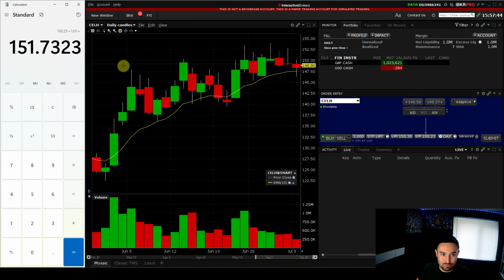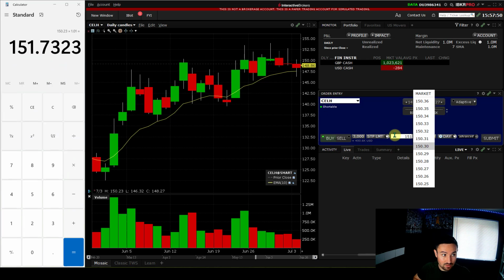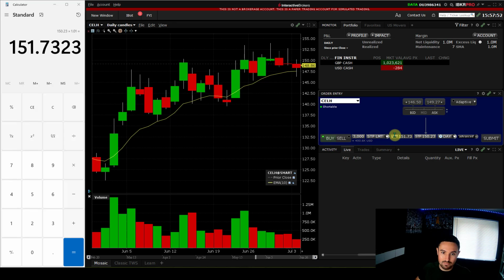So the limit, if we were looking to buy within 1% of this bar, would be 151.73. So then what I'm going to do here is type in 151.73 like that. Nice and easy.